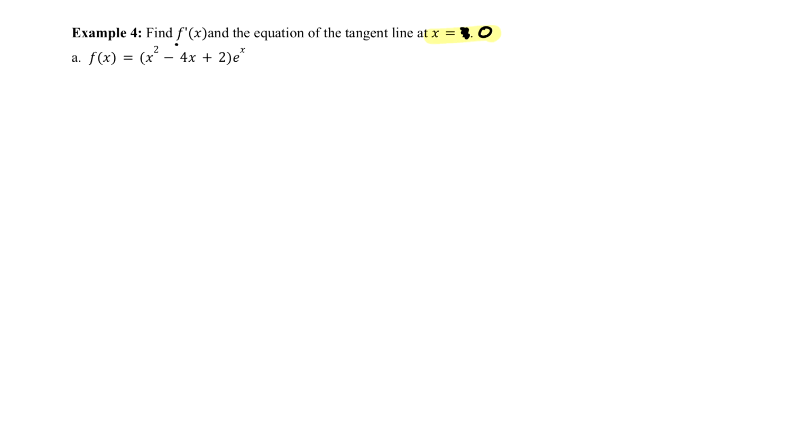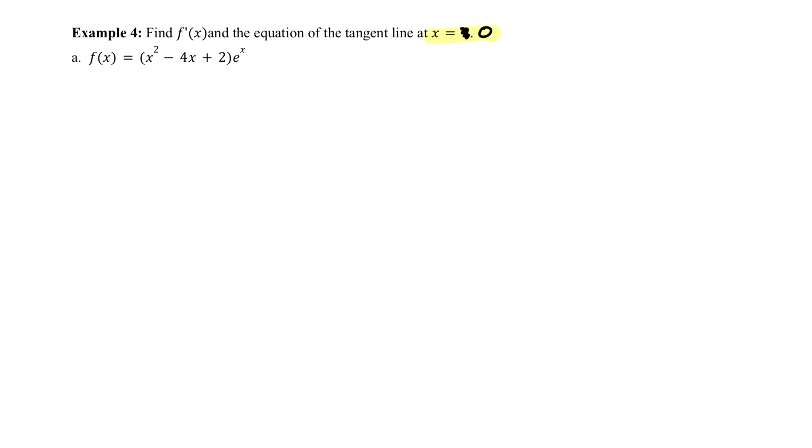We're going to practice using these new derivative rules with some old types of problems that we've seen. So first we're going to find f prime of x and the equation of the tangent line at x equals 0. So we've found derivatives and we found equations of tangent lines. The only new thing we're going to be adding in here is that we're going to be using either our product rule or quotient rule.